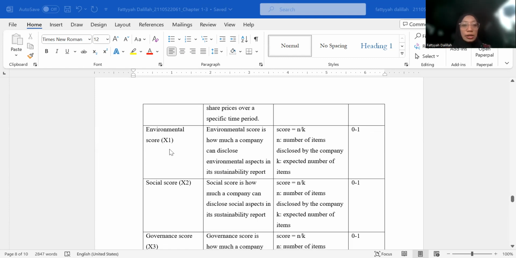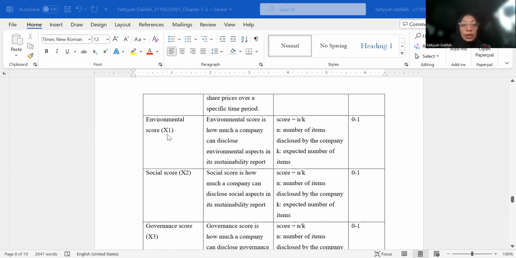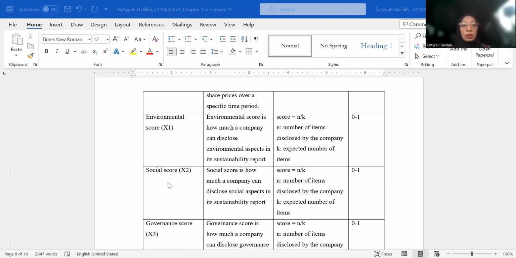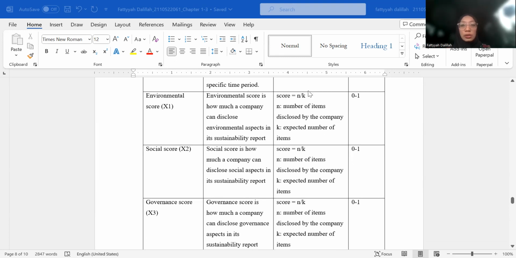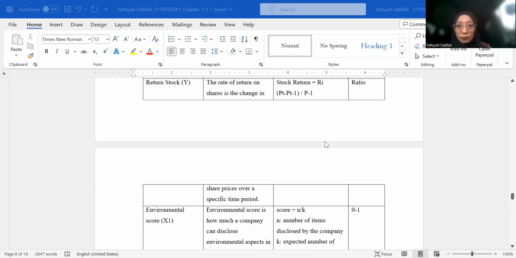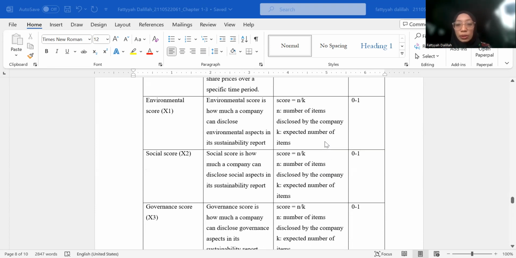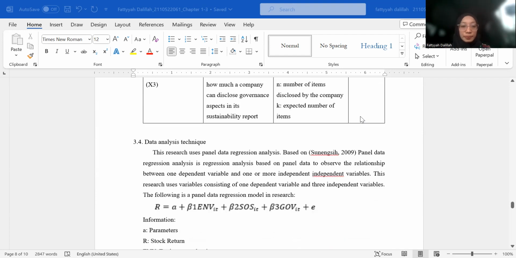For the independent variables, I use the environmental score symbolized by X1, social score X2, and governance score X3. And also there is a formula, which is quite the same, but the score depends on how much the company has in that category. And for this scale, we will use the score from 0 until 1.